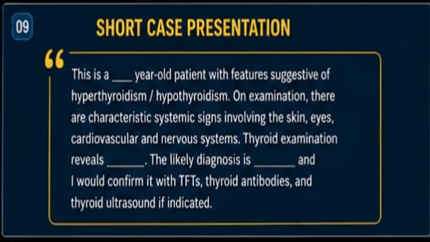Now, when presenting the case, you can say this is a patient with clinical features suggestive of hyperthyroidism or hypothyroidism. Examination reveals characteristic findings involving the skin, eyes, cardiovascular, and nervous system. Thyroid examination shows relevant abnormalities. The diagnosis will be confirmed with thyroid function tests and further investigation. Keep your presentation concise and systematic.